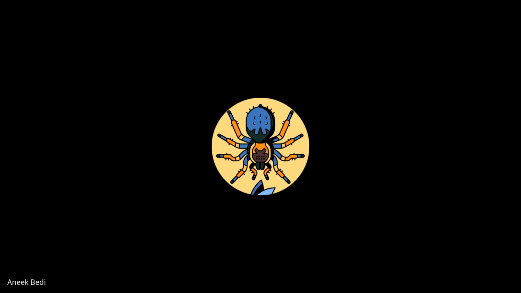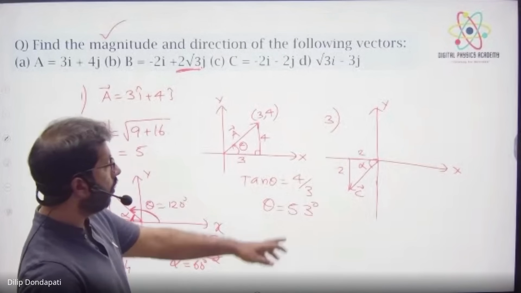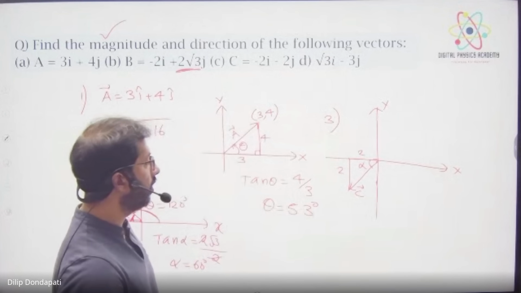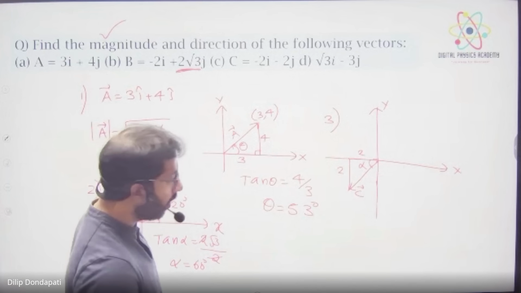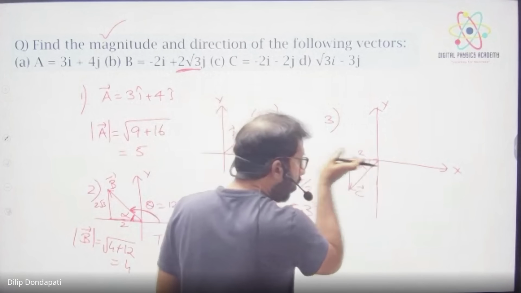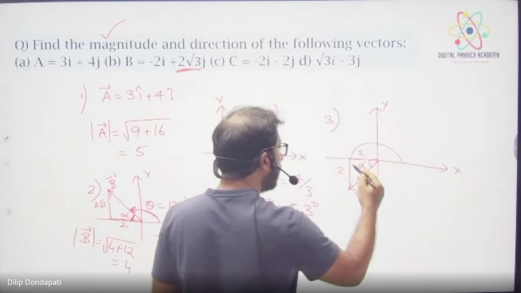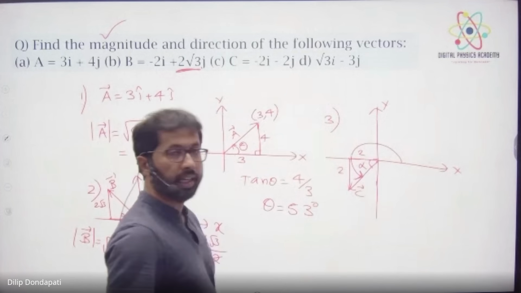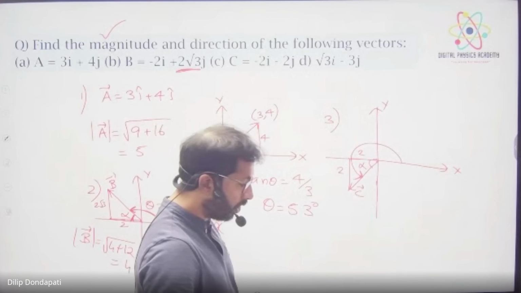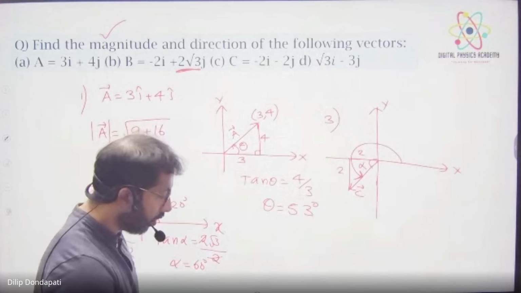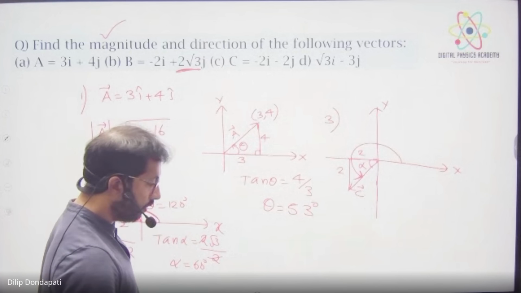Yes, sir. Now sir, the angle is 135 degrees. 135? Why 135? Tell me. Tan theta is 2 by 2, so the angle is 45, right? Now I want this vector, the C vector, from the positive x-axis. This angle I want. So 180 plus 45, it is 225. Okay, now the third one should be corrected.